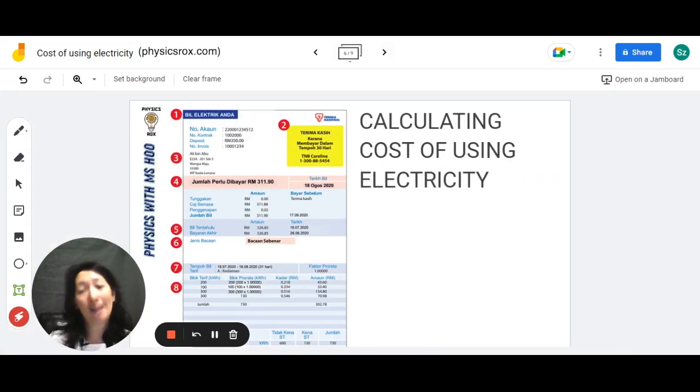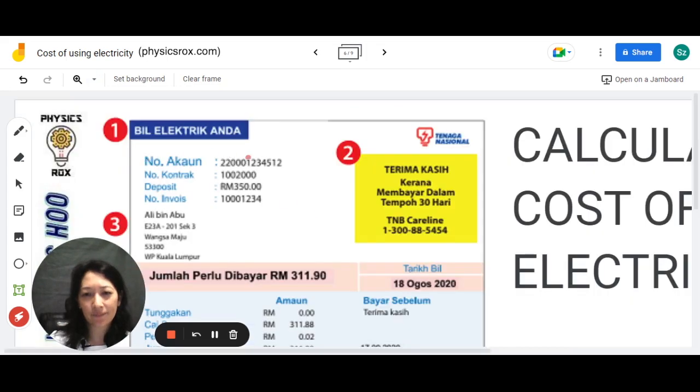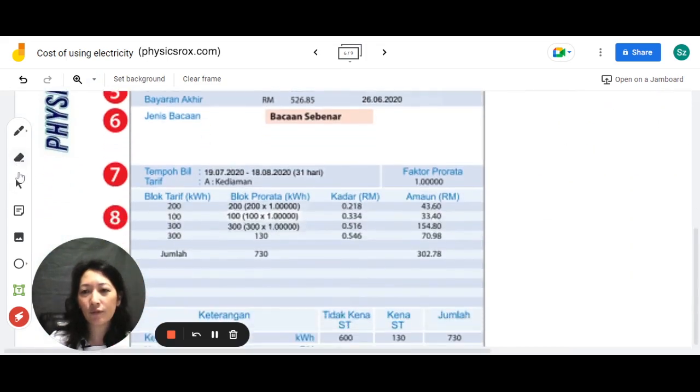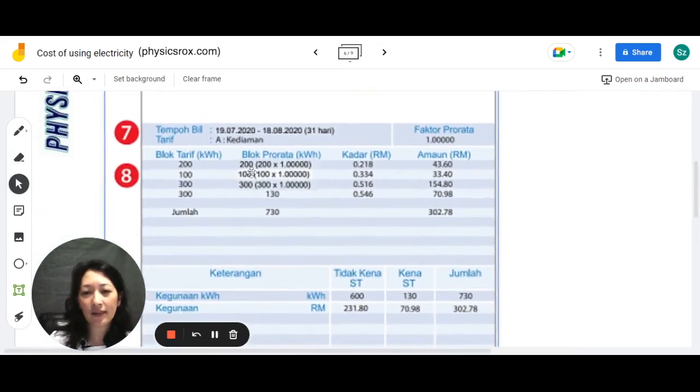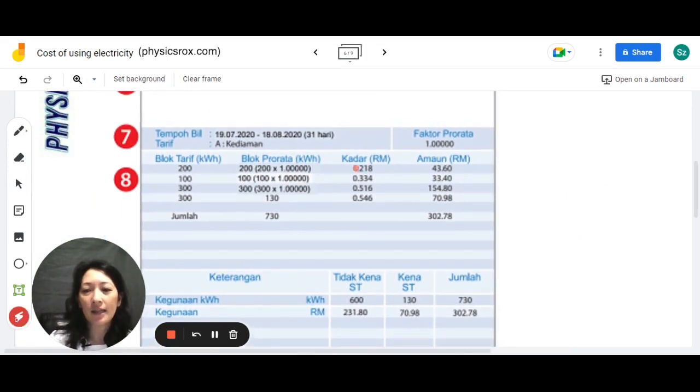So this is an example of a TNB bill. TNB is Tenaga Nasional Berhad, Malaysia's electrical energy supplier. Let's zoom in and take a look. I'm just going to move this a little bit higher so that you can see. This part here is where they've done the calculation so that you can see how they've calculated the cost of using electricity.